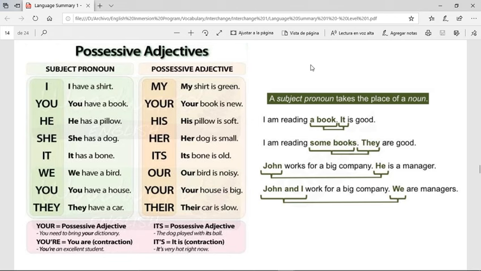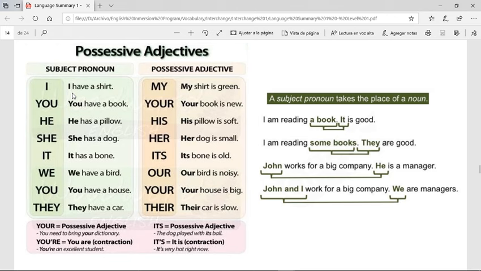Let's see. With the subject pronoun, I have a shirt. I, we're talking about me. You have a book. We're talking about you. He has a pillow. We're talking about him. She has a dog. We're talking about her. It has a bone. We're talking about it. We have a bird. We're talking about us. You have a house. You're talking about you. That's plural. And they have a car. You're talking about them. If you notice, when I was talking about who we were talking about, I used the object pronoun. So it's not the same as the possessive adjective, okay?